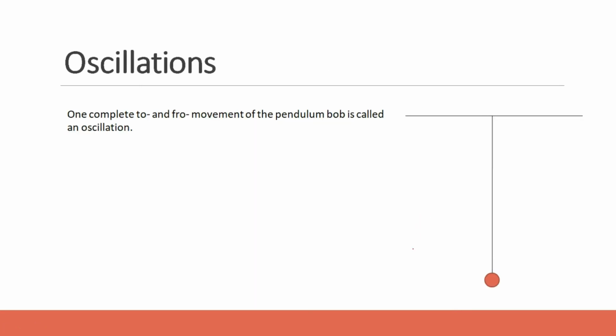Next is oscillation. What is the meaning of oscillation? See the motion of this bob. It is starting from A, let's say this is A, it is going to B, and then it is going to C, then again it is coming back to B and coming back to A. So this complete motion, from A to B to C, then to B and back to A, is known as one oscillation.